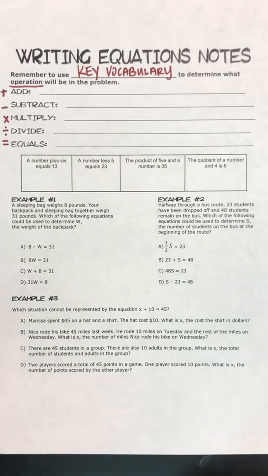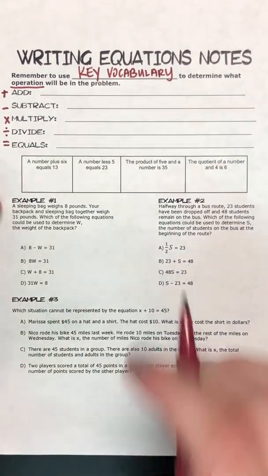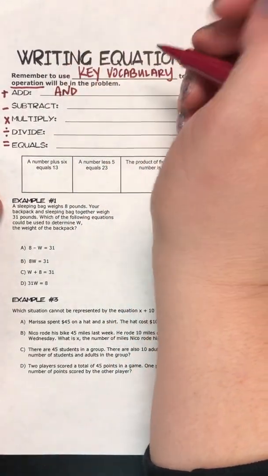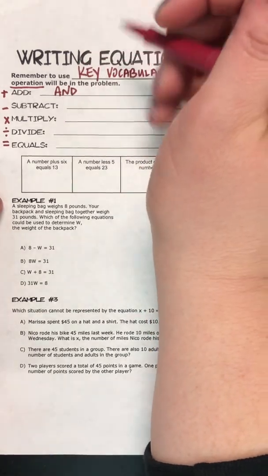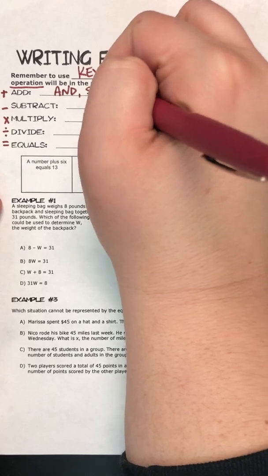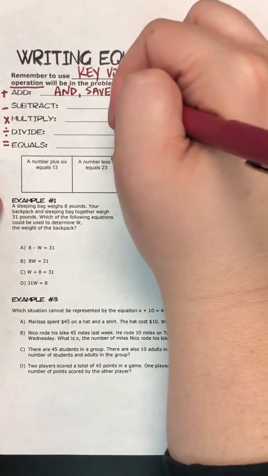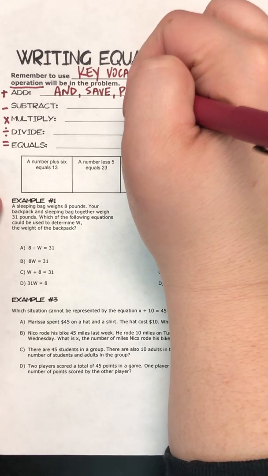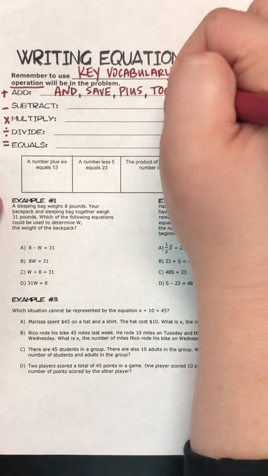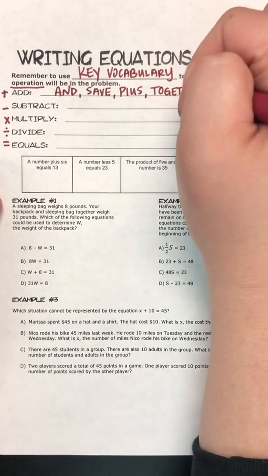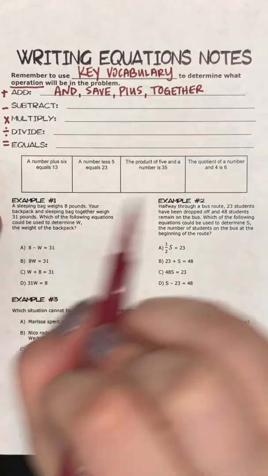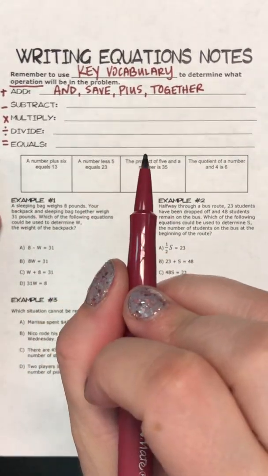So some common words on the STAAR test that indicate we're going to add would be the word and, this and that, hat and coat, things like that. The word save, if I'm saving money. Obviously the word plus, and then sometimes the word together. So Johnny and Michael together. Those are all good add words. That's not a full list, but that's some very common ones on STAAR.